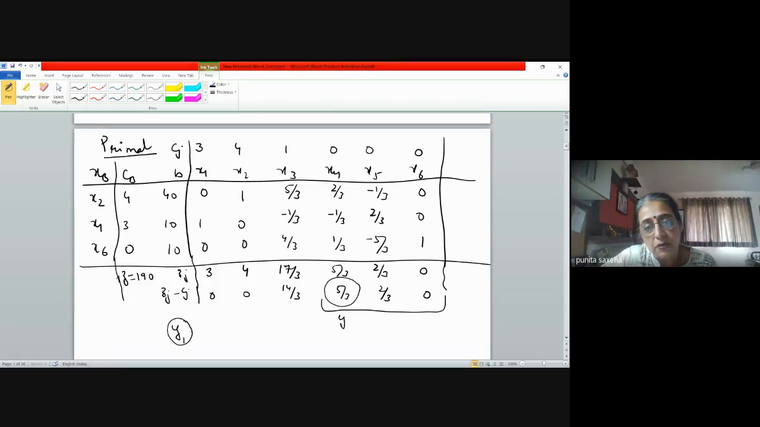5 by 3 is what? Y1. 2 by 3 is what? Y2. And Y3 was how much? 0, because it is a non-basic variable in the dual. यही आ रहा है ना हमारे पास? You are actually getting your Y6 as 14 by 3. Right? So Y6 is your surplus variable. Where? In the third constraint, which corresponds to the third primal variable, 14 by 3.